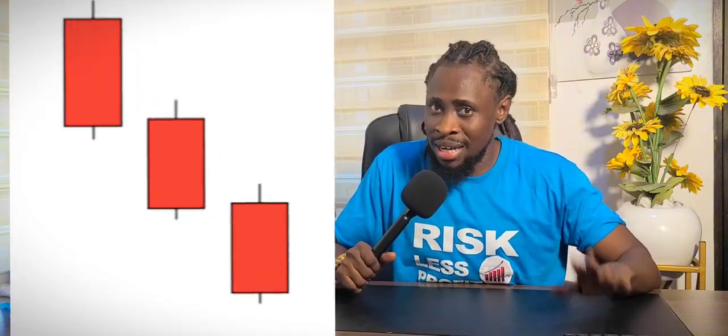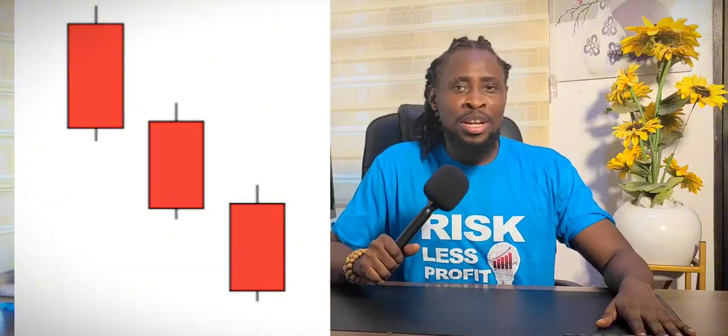We have the three black crows. It's a candlestick pattern. We have the three white soldiers. Sorry, the three horsemen. It's a candlestick pattern too, right? Now, all these candlestick patterns, when you see them on your chart, it means that price wants to do something. Probably it wants to move up or move back or change direction, you know.